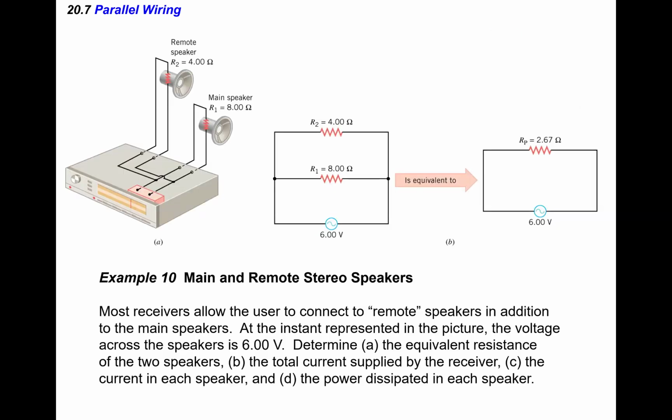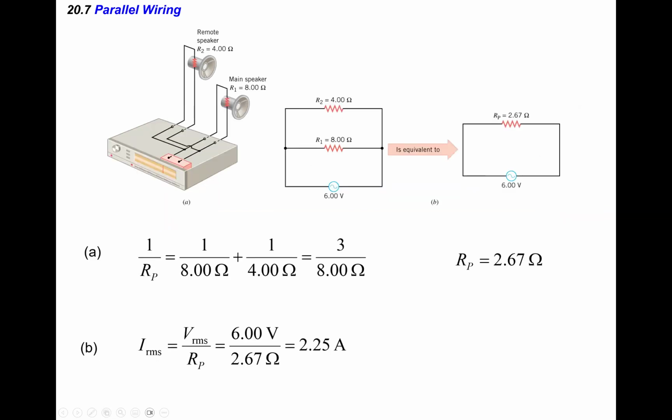Another example is we have a 4 ohm and 8 ohm resistor, and we can do a parallel connection, and it becomes 2.67 ohm. We can take a look at the calculation here. 1 over Rp will be equal to 1 over 8 plus 1 over 4, and it's 3 over 8. Okay, 3 over 8, and you have to take the reciprocal.